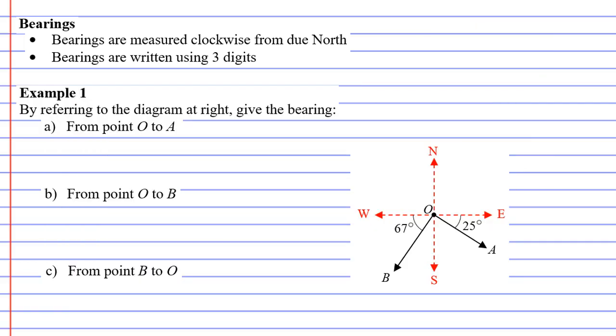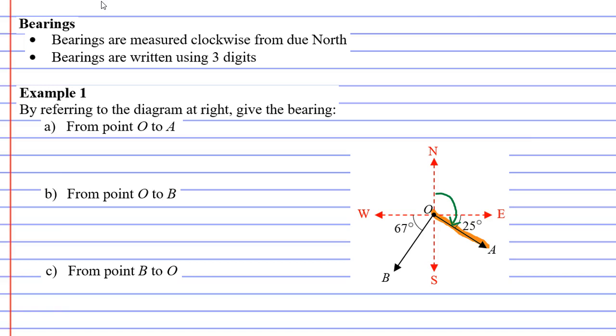So we're going to start on our example now, and it says by referring to the diagram at right, give the bearing. So we've got 3 bearings that we're going to work on, questions A, B, and C. Starting with question A, it wants the bearing from point O to point A. You can see that's the black arrow that I've highlighted just there. To find the bearing, you start at north and go clockwise. So starting at north, going clockwise in green, we're trying to find the angle that I've drawn here with the green arrow. What angle is that?